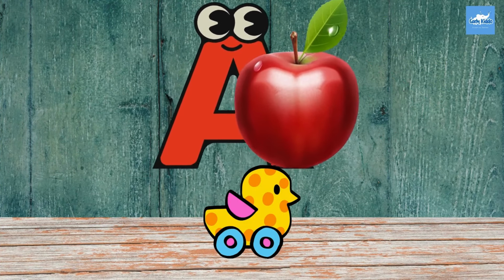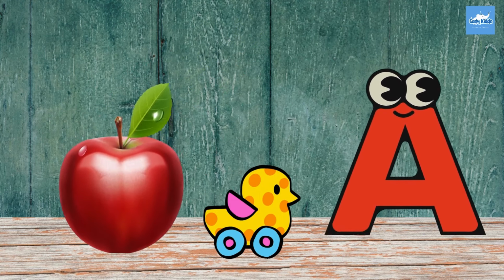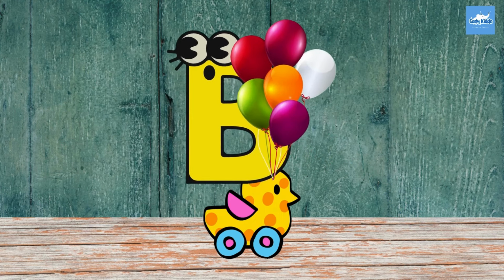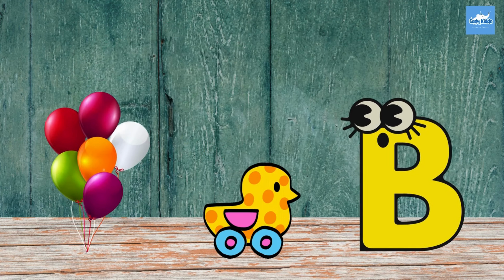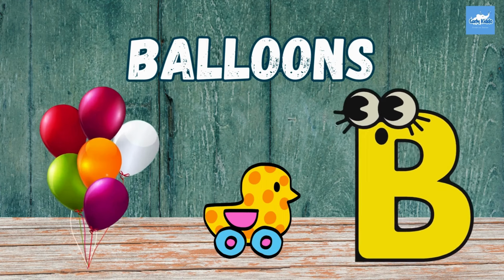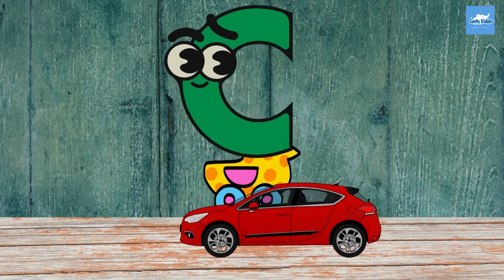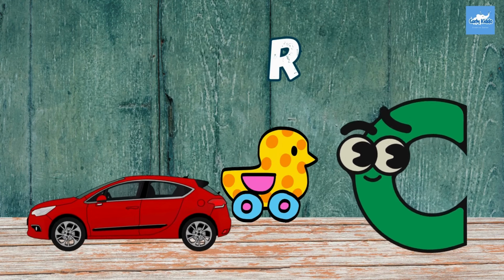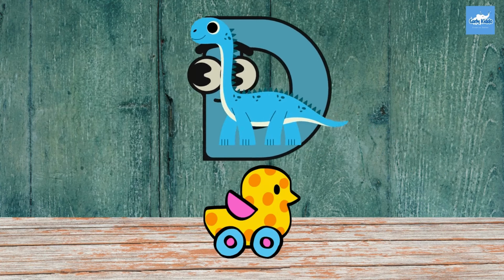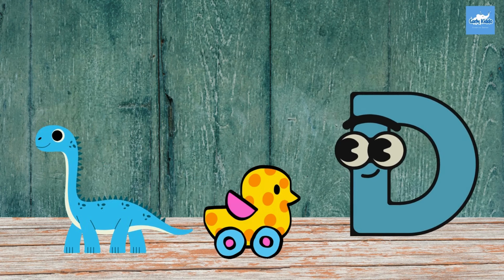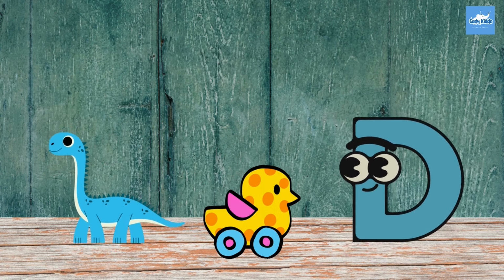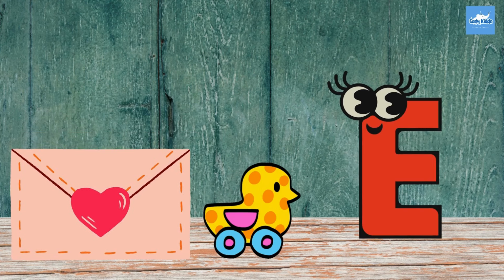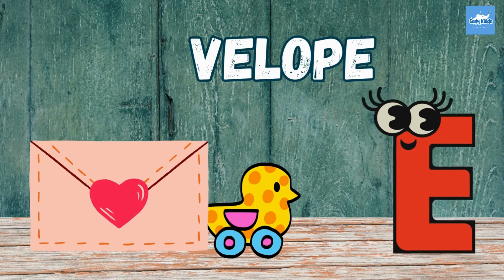A is for apple. B is for balloons. C is for car. D is for dinosaur. E is for envelope.